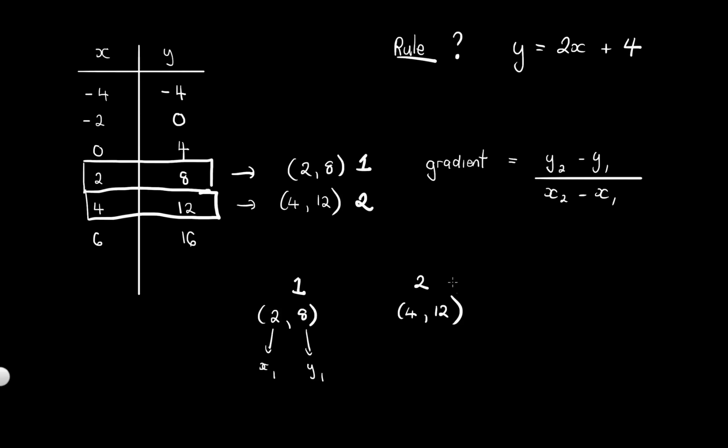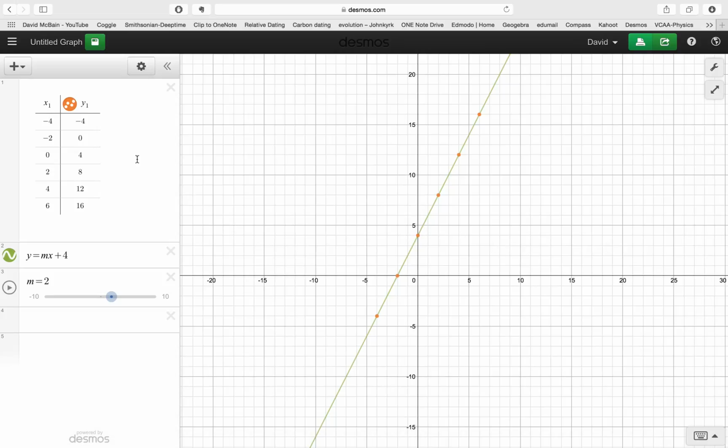Over here, this is point number 2, so we'll call this value x2, and here's the y value for point 2, so we'll call that y2. So now we know what x1 is: x1 is 2. We know y1 is 8. We know x2 is 4, and y2 is 12. So all we need to do is plug those numbers into our formula, and that will give us our gradient. And hopefully, if we're right, we will work out that the gradient is 2. Let's see if we're right.